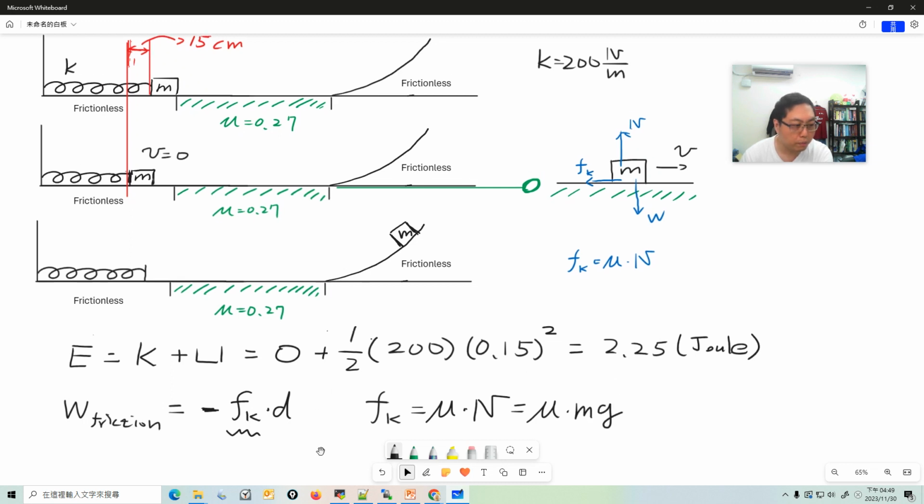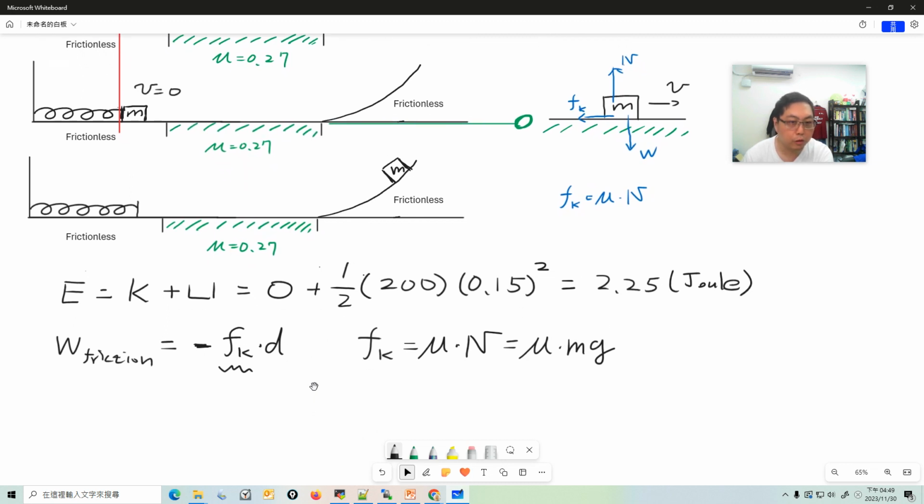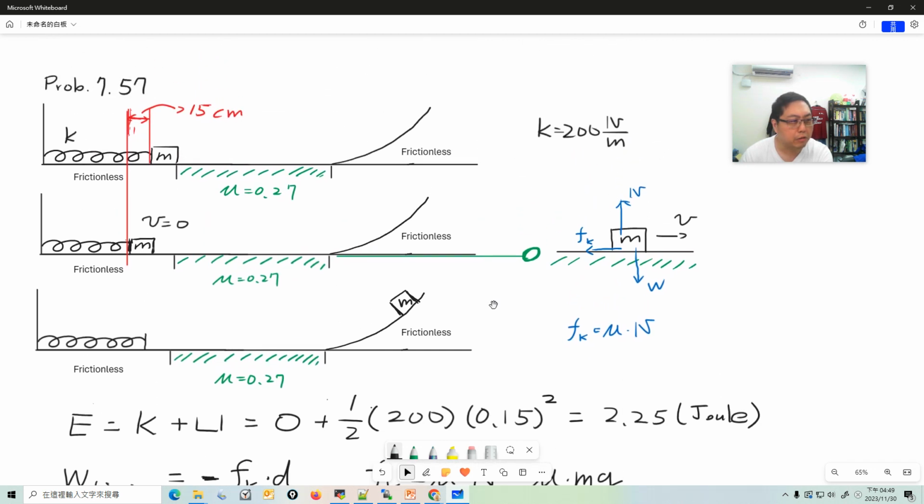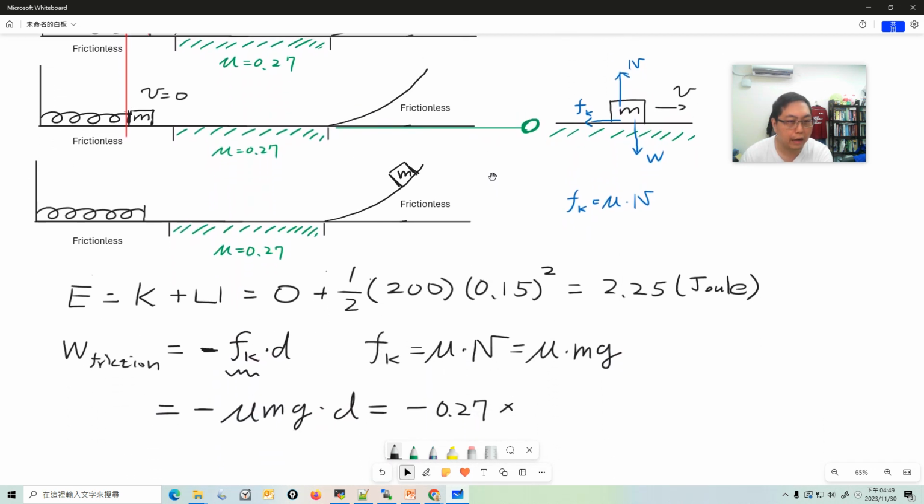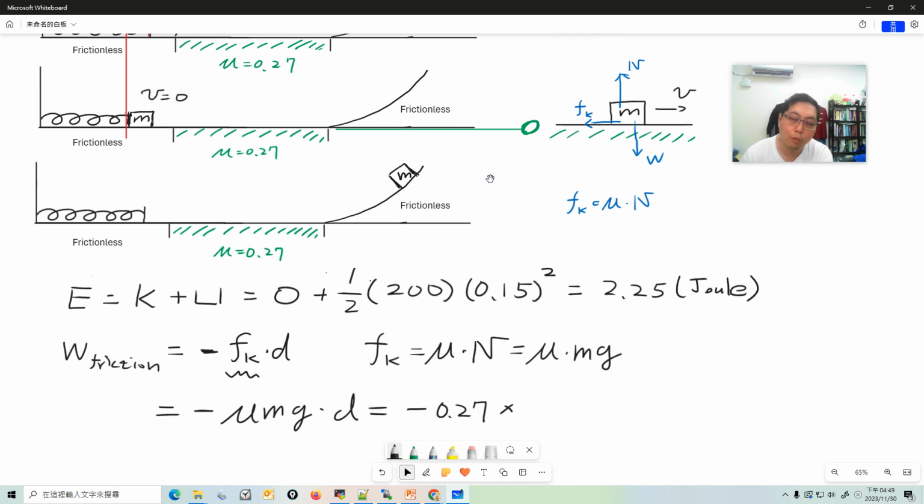With this information, we can calculate the work done by friction. It's minus nu m g times d. Nu is 0.27, times the mass of the object. What's the mass? Oh, 190 grams, right?